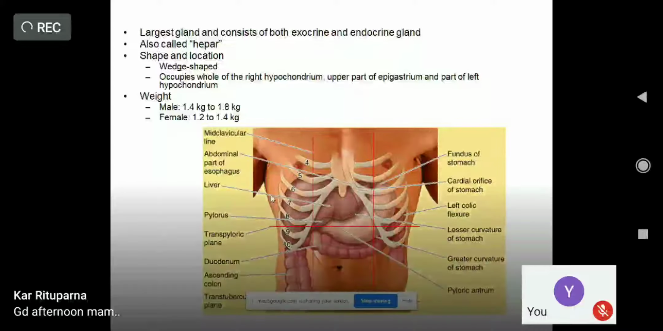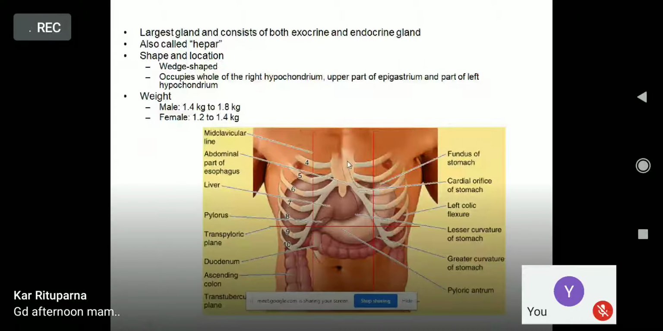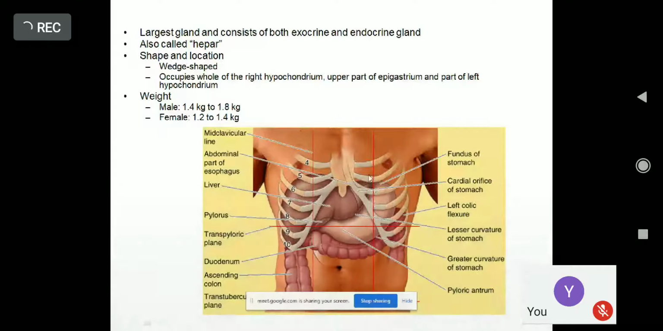Endocrine gland. It is also known as hepar, and it is wedge in shape. Look here. It occupies the whole of the right hypochondrium, the upper part of the epigastrium, and the left part of the hypochondrium. So it extends up to here also. This is the surface marking of the liver.